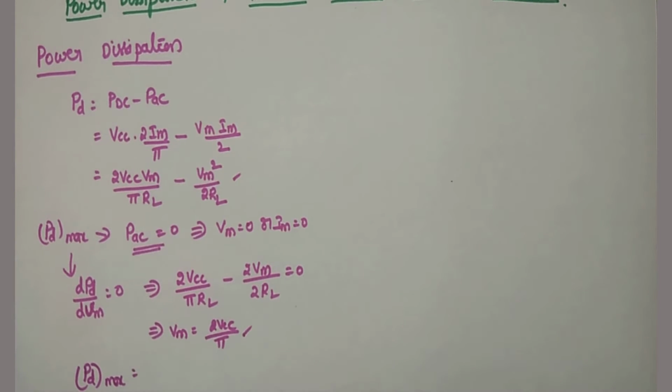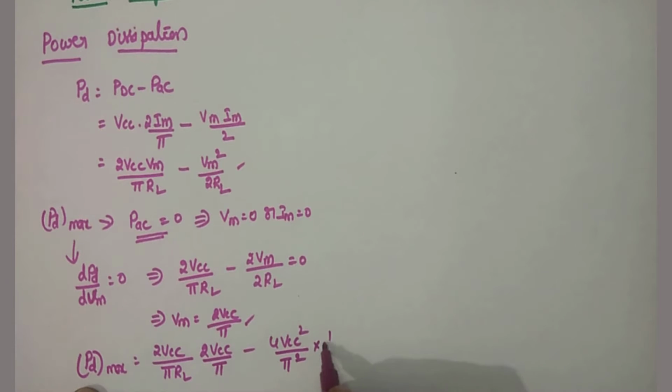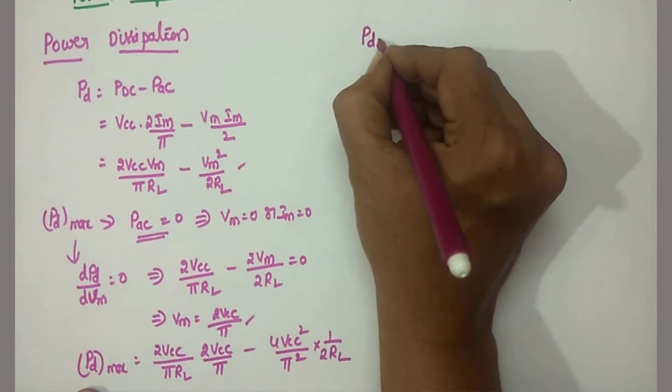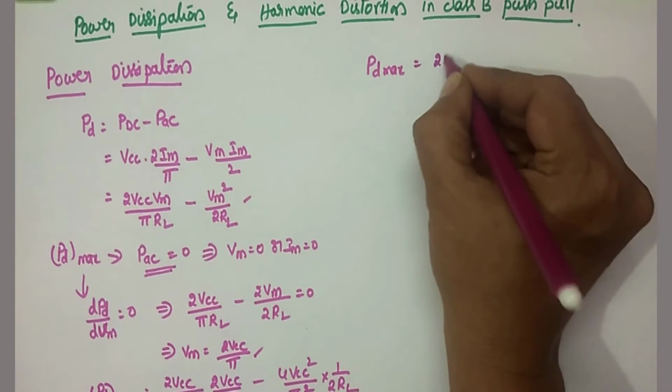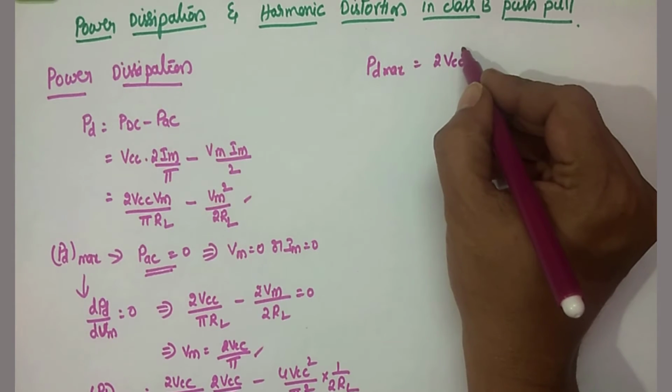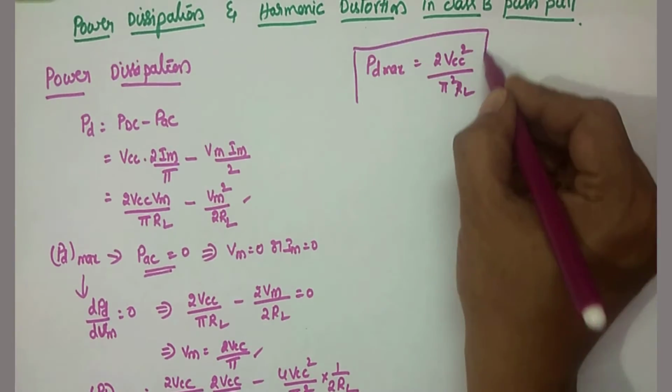So what is PD max now? 2 VCC by pi RL, in the place of Vm you substitute 2 VCC by pi, minus Vm square is 4 VCC square by pi square into 1 by 2 RL. Okay, so if you solve it, you're going to get PD max as 2 VCC square by pi square RL. Okay, so this is the PD max.